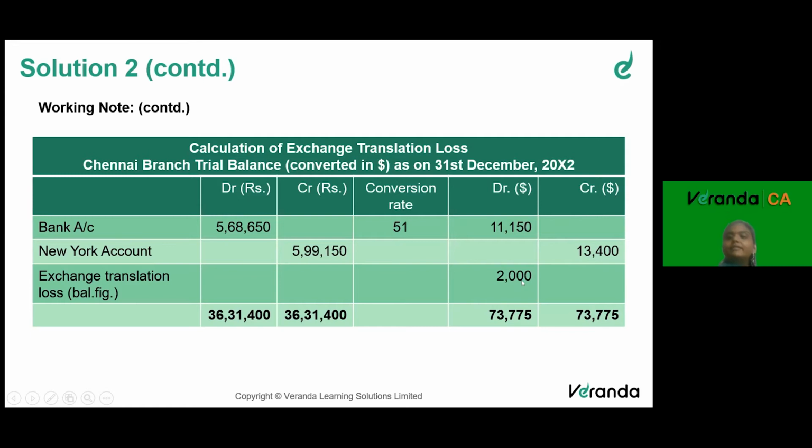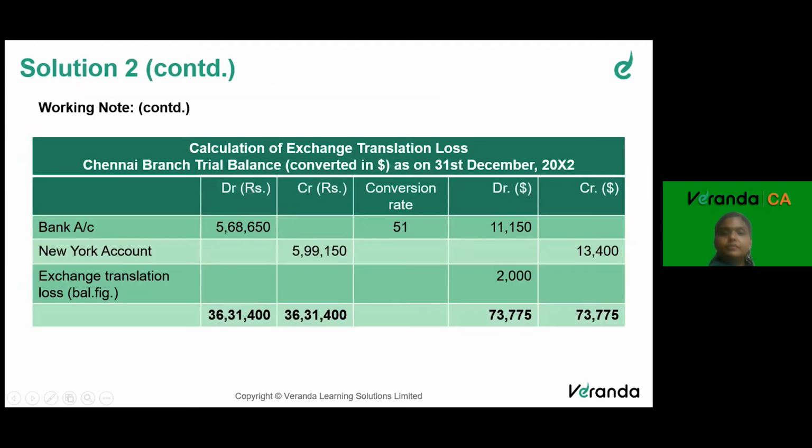Now, total the debits and total the credits. The difference is purely due to exchange rate fluctuation. In my rupees column, it was matching and I did not have this difference. But in the dollars column, the difference is there due to rate conversion. Since it is on the debit side, it is a loss due to this conversion.